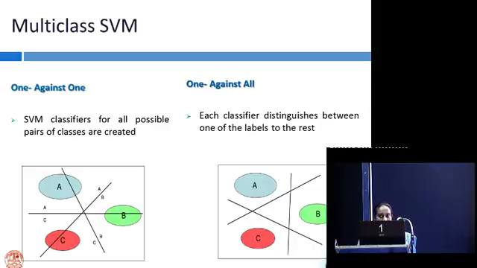SVM was originally proposed as a binary classification method, and later on it was extended to multi-class problems. To solve multi-class problems, we decompose the multi-class problem into binary classification problems. And there are two approaches. One is the one-against-one approach, and the other is the one-against-all approach. In the first approach, we construct SVM classifiers for all pairs of classes, and in the second approach, each classifier distinguishes one of the labels from the rest.